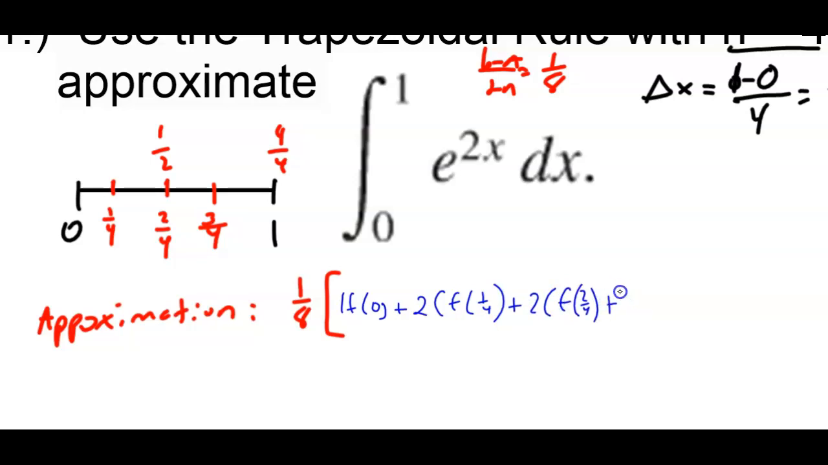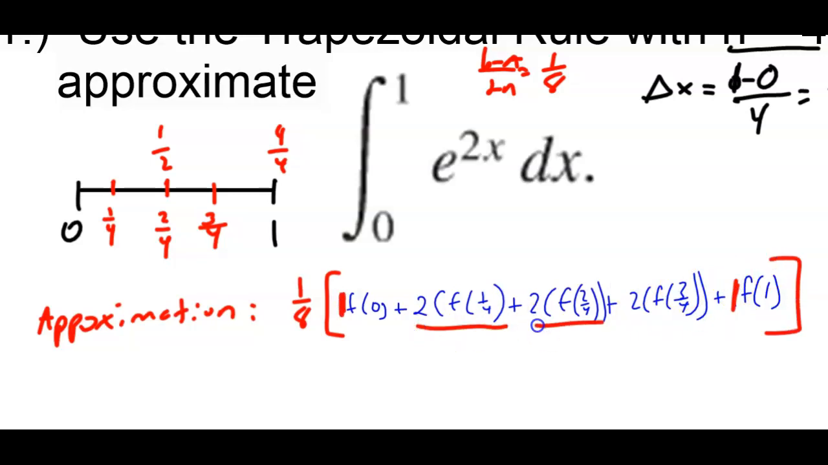And then you have 2 times f of 3/4. All right. And finally, you have f of 4/4 or f of 1. Now notice this one, I didn't multiply this first one or this last one by 2. All the middle terms will be multiplied by 2 when you evaluate f, okay?